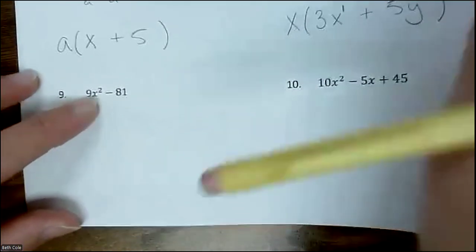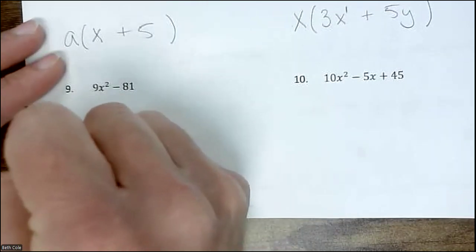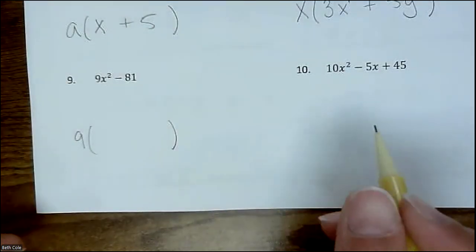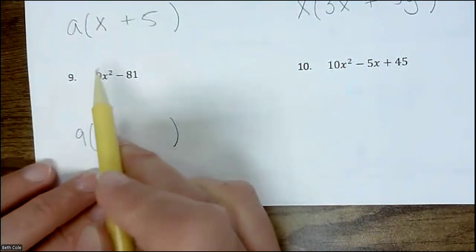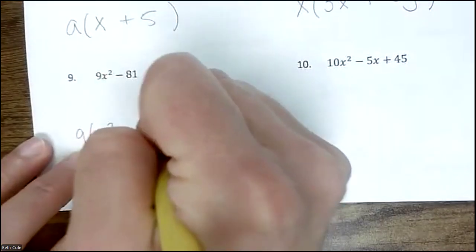All right. How about this one? What can you divide out of both of these? 9. Are you sure you're okay? I'm going to stop asking then. All right. So dividing them both by 9, you would be left with 1x squared minus 9. Good job.